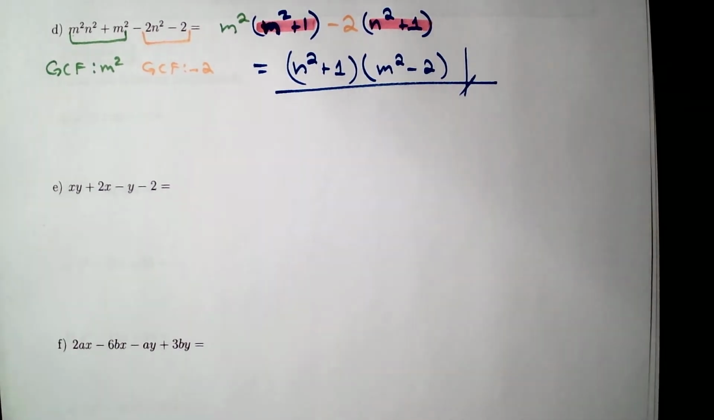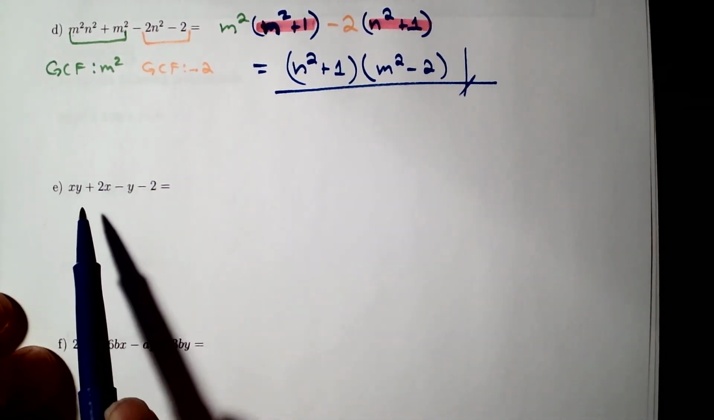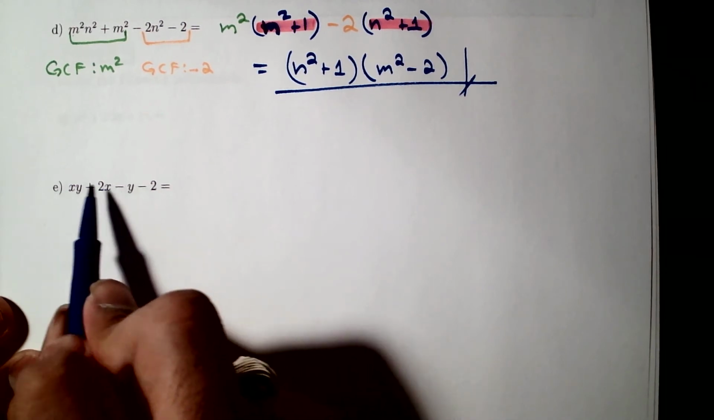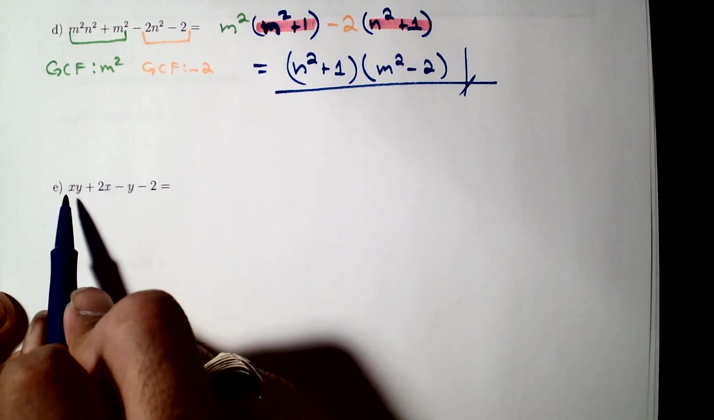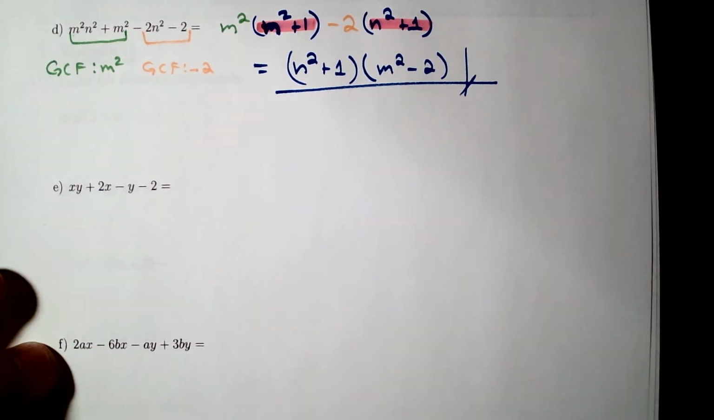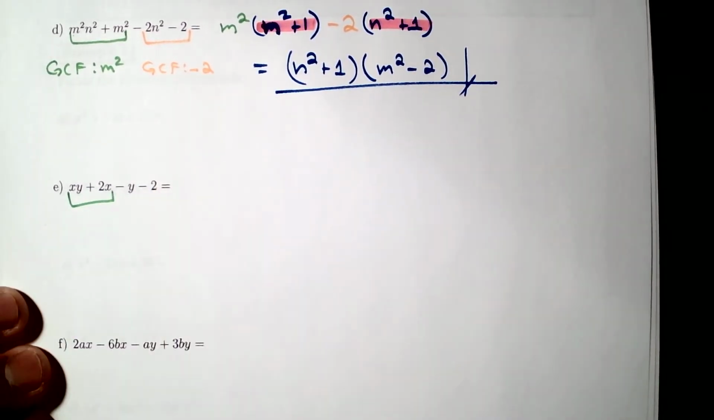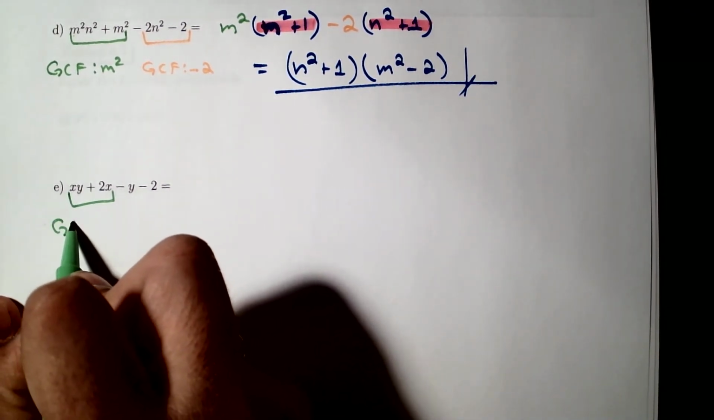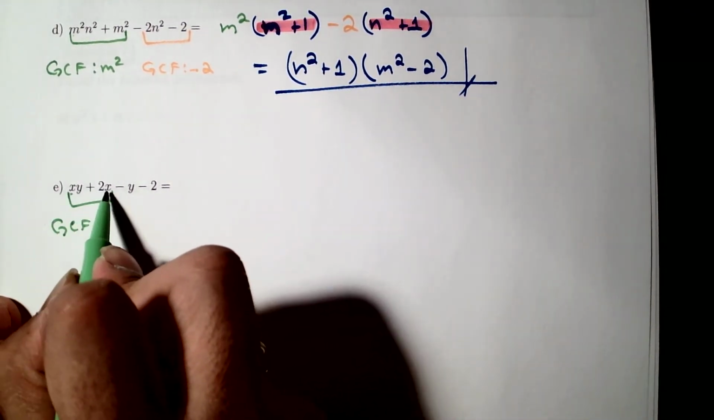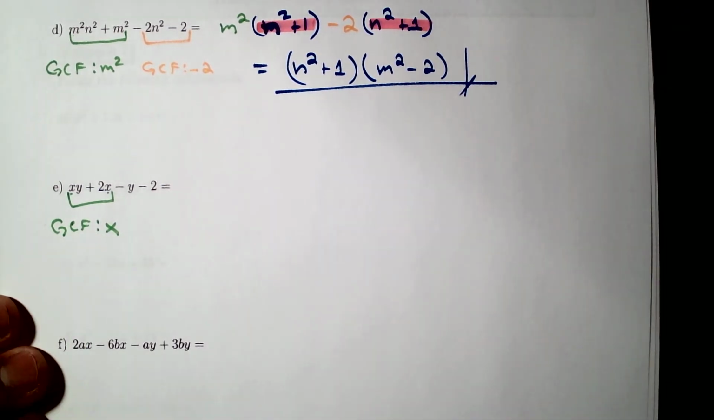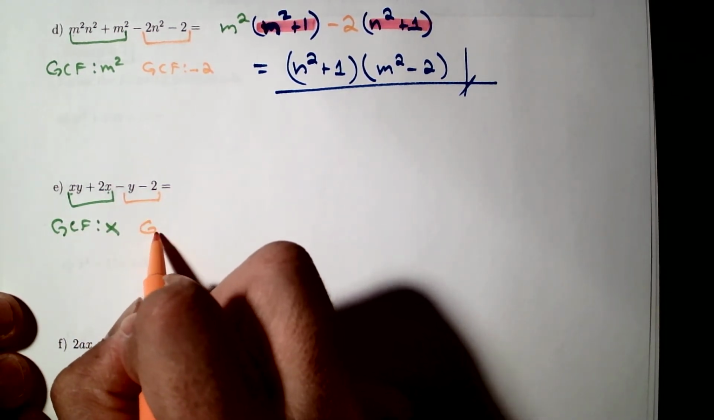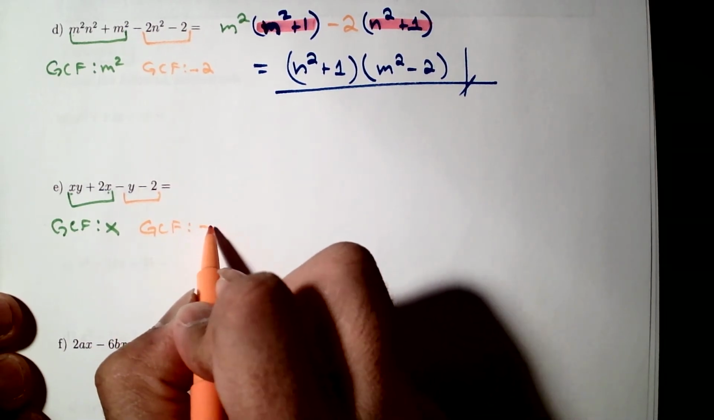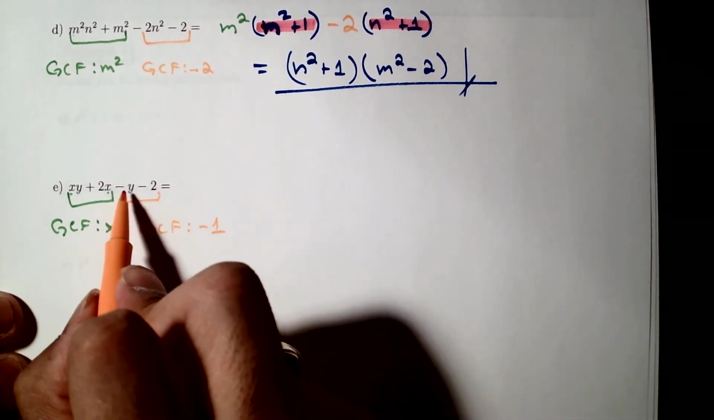Okay, let's look at another example. Letter E. It's kind of similar. Notice how the terms are a little bit scrambled, but we also have this positive, positive, negative, negative. So group, and find the GCF. What do they have in common? Only the x. Over here, y minus 2. Well, what do they have in common? The only thing they have in common is a negative 1, or the negative sign.